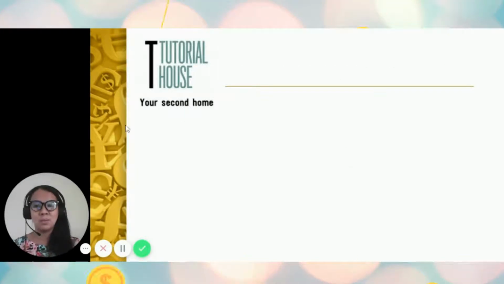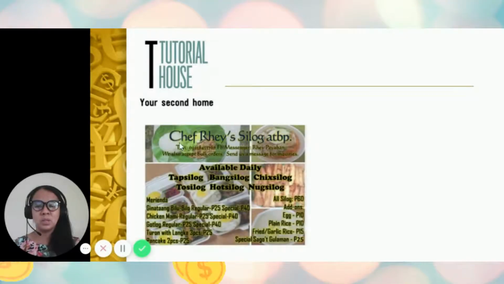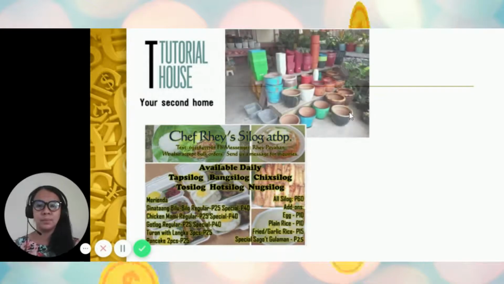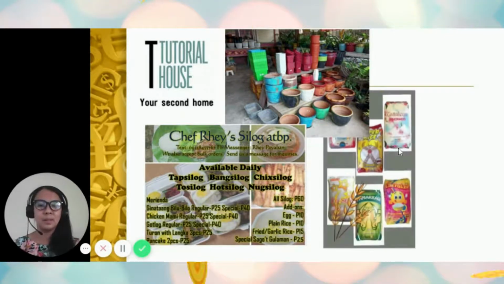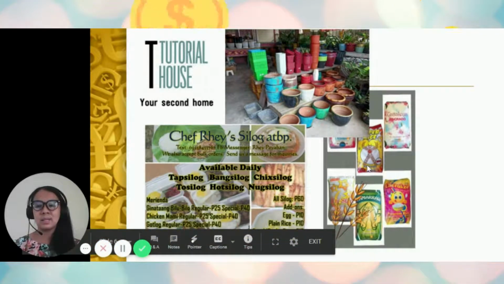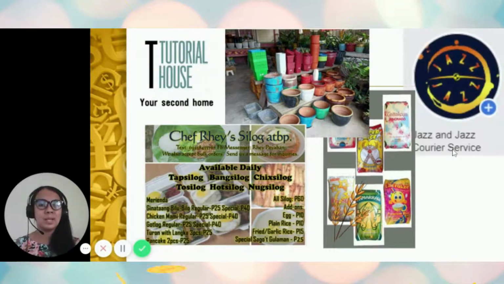This is Tutorial House, your second home. A tutorial center earns profit by providing tutorial services. This one is Chef Ray Silog at Bukak. This type of business earns profit by selling goods. In this case, it's food. This is Mia's Pot Shop. This type of business earns profit by selling goods as well. For this one, the type of business that sells rice also earns profit by selling goods. And the last one, Jazz and Jazz-Oriental Service. This type of business earns profit by providing services.